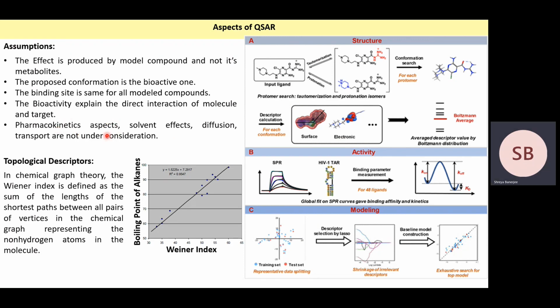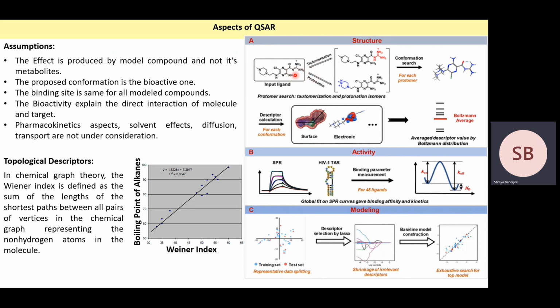Finally, the pharmacokinetic effects, solvent effects, and diffusion or transport are not under consideration. So in QSAR, what happens is that you have the input ligand or the lead. Now, it can change its structure by different chemical activities, like it can undergo tautomerism or it can undergo protonation. So in protonation, what is happening? An H plus is adding on to this nitrogen. Or in tautomerism, what is happening?